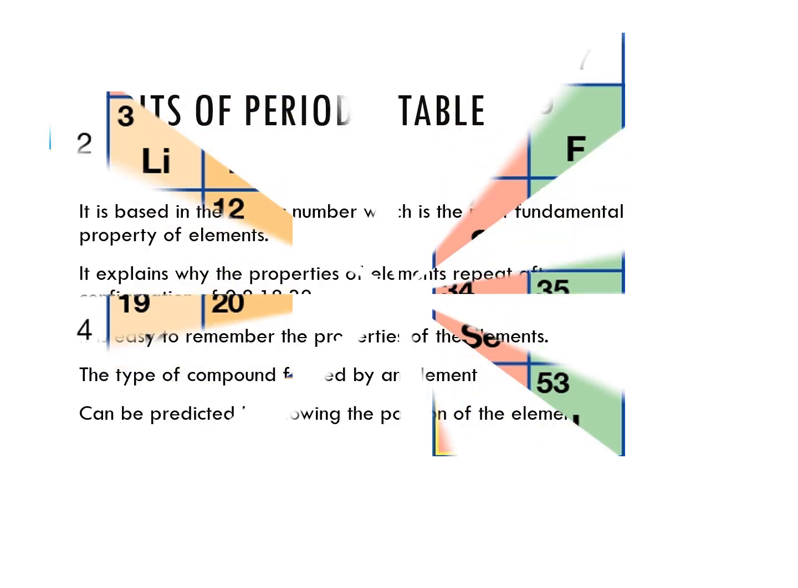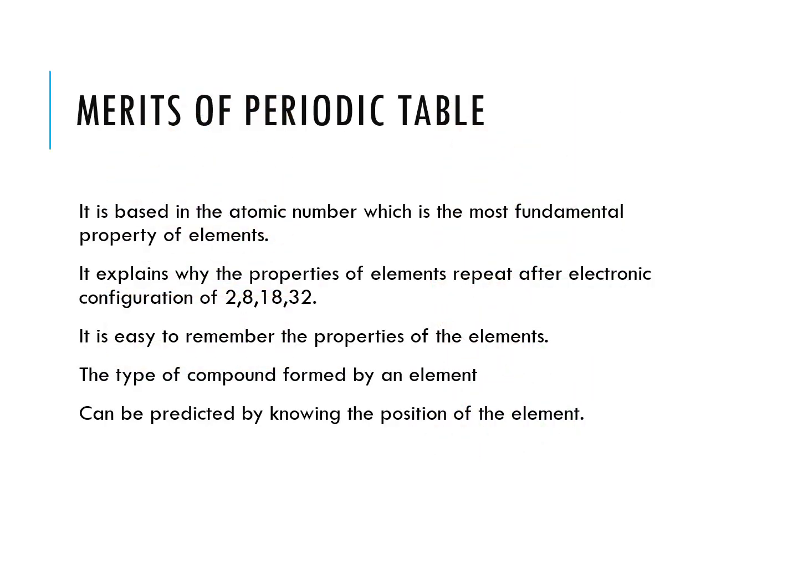Now the merits of the periodic table. It is based on the atomic number, which is the most fundamental property of the element. Others were placing elements on the increasing atomic number, but also on physical properties. But this has explained to us the basics of the atomic number, the fundamental property. Now it explains why the properties of elements repeat after the configuration of 2, 8, 18, 32. As we know, the electronic configuration 2, 8, 18, 32 repeats, so the properties of the elements also repeat. It is easy to remember the properties of the elements, and the type of compounds formed by an element can be picked up by knowing the position of the element.